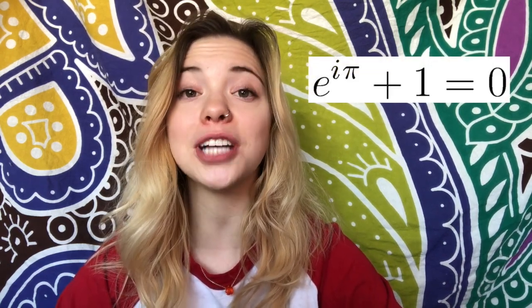And so from Euler's formula, we can get Euler's identity. And Euler's identity states e to the i pi, so we're swapping out that x with a pi, plus 1 equals 0. One more time. That's e to the i pi plus 1 equals 0.